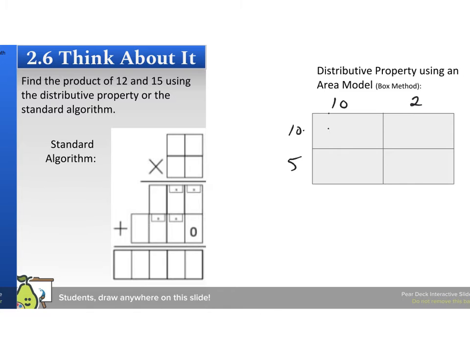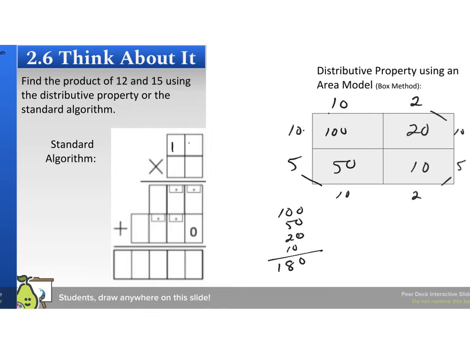10 times 10 is 100. Now I like putting the numbers on both sides just because I think it makes it more clear what you have to multiply. Then 10 times 5 is 50. 2 times 10 is 20. And 5 times 2 is 10. You have to add up all the numbers. 100, 50, 20, and 10: 5 plus 2 is 7, plus 1 is 8. 180 is my answer.